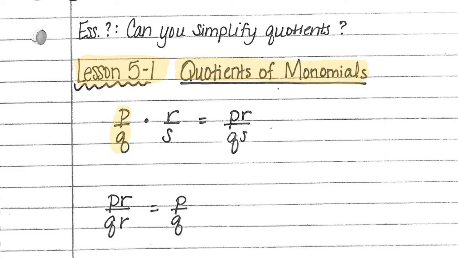P over Q times R over S can be PR over QS. Notice we can also split it up, which will help with our factoring. PR over QR, notice those R's can reduce to just give us P over Q.